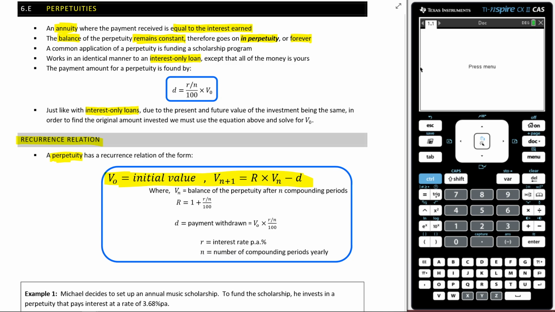So what you actually need to do is understand what a perpetuity is, what an annuity is, what an interest-only loan is, what a reducing balance loan is. You actually have to understand. It's not good enough just to memorize things in financial maths, because as you can see, this recursion relation looks exactly the same. So the question is now, what is a perpetuity? And that's what we're going to answer.